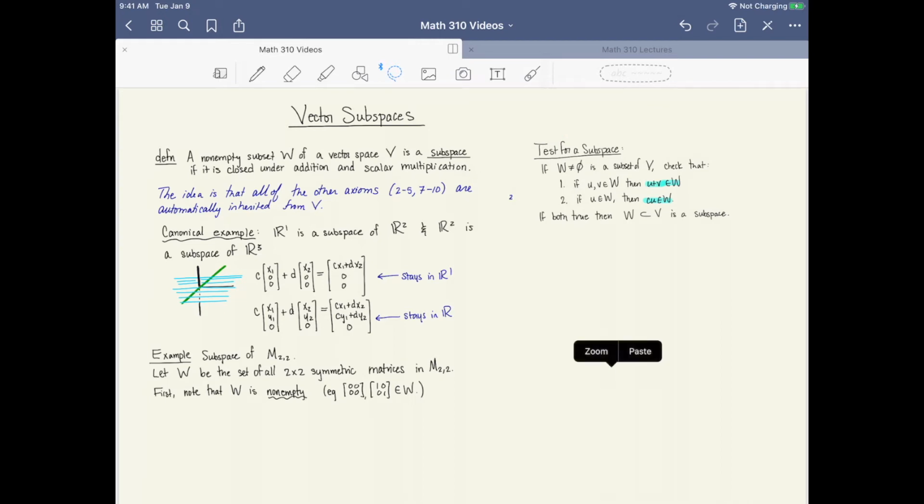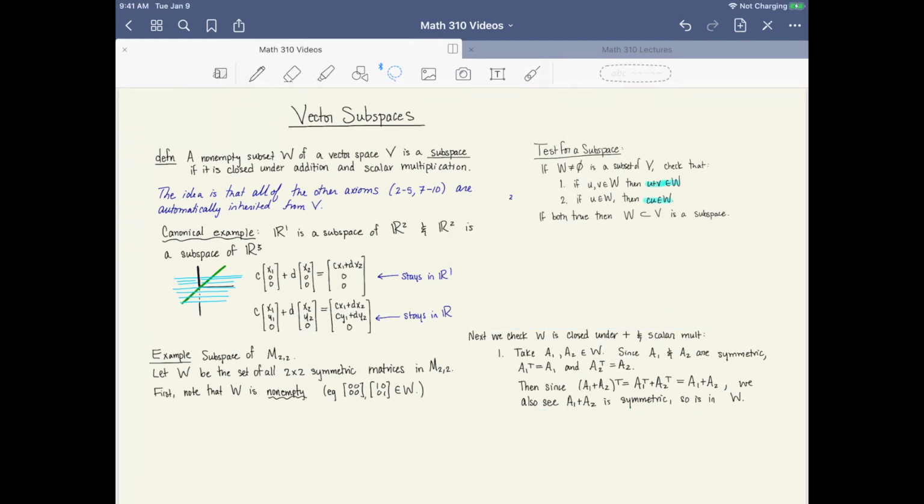To see that it is indeed closed under vector addition, let's take matrices A1 and A2 in W. So these are some arbitrary symmetric matrices. Remember that a symmetric matrix is one that's equal to its own transpose. So there's a quick rule we can use here. (A1 plus A2) transpose is the same thing as A1 transpose plus A2 transpose, and that's equal to A1 plus A2, since each of A1 and A2 is on its own symmetric. And so that allows us to see that A1 plus A2 itself is symmetric, and so it's in W.